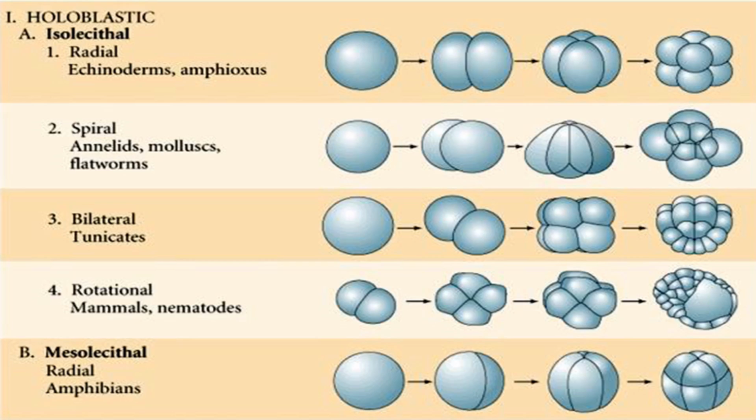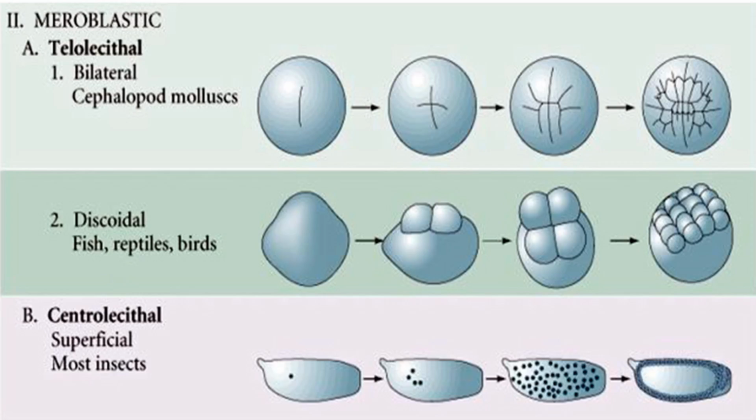Now coming to the mesolecithal cleavage, it is also radial. It is present in the case of amphibians. In this case, the yolk is present at the vegetal pole, and as a result, when the cleavage starts from the animal pole, it does not complete before the second cleavage initiates, as a result of which the upper cells are the smaller cells, and the lower cells are the larger cells.